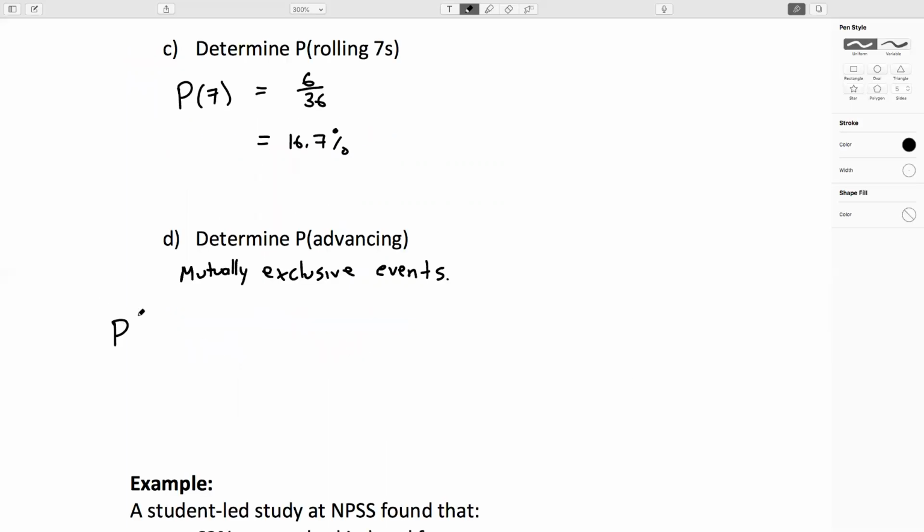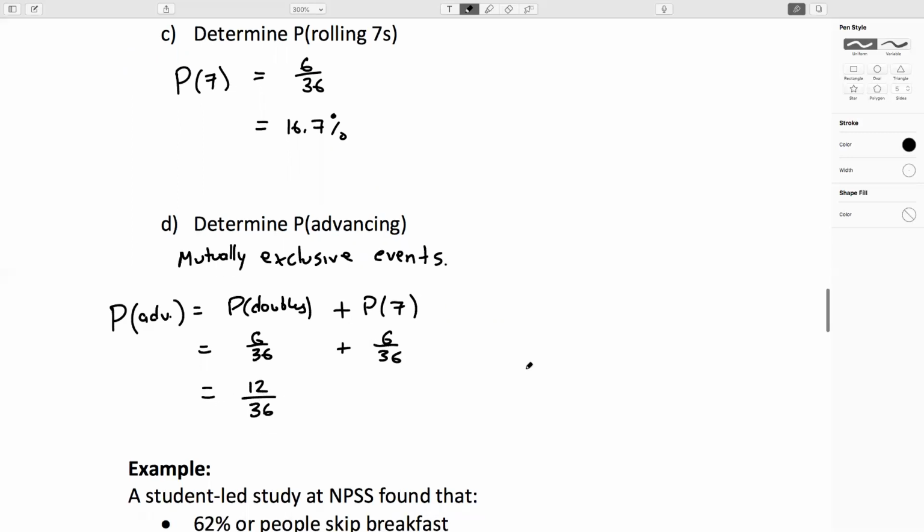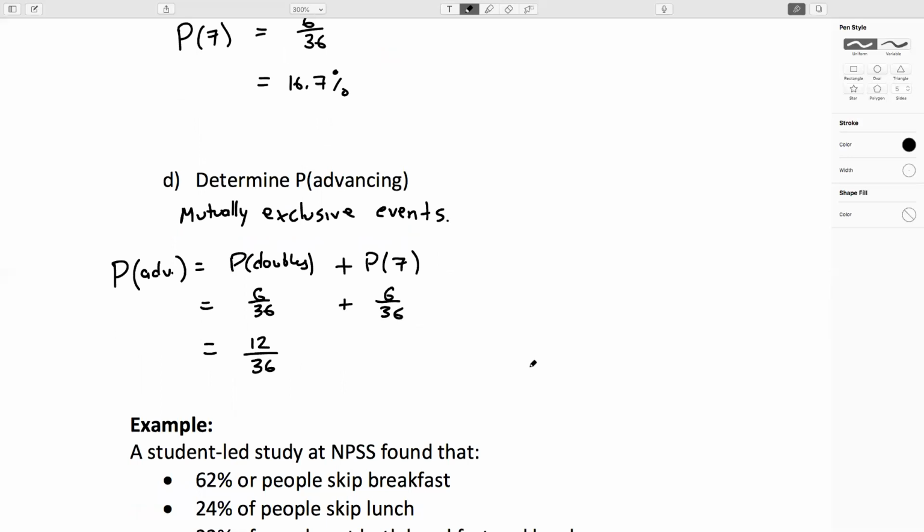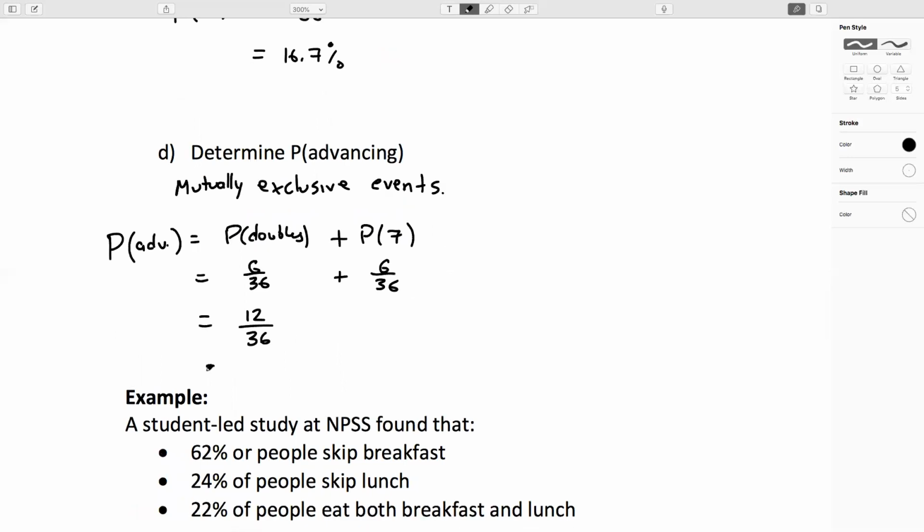So the probability of advancing equals the probability of doubles plus the probability of 7s, because either one of those options will win it for us. Technically, we could subtract the intersect, but that's nothing, that's 0. So the probability of doubles is 6 over 36. The probability of 7s are 6 over 36, which means our probability of winning is 12 over 36, which is 1/3, or 33.3%.